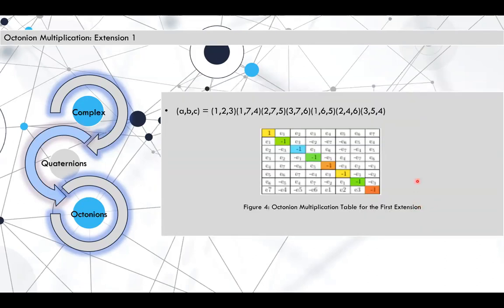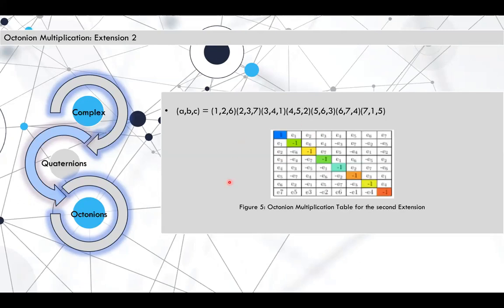Now we show octonionic multiplication. The first extension is the least intuitive extension, but it does directly describe it. So Q1 is defined as E1, Q2 is defined as E2, and Q3 is defined as E3. So in this little multiplication table right here, the first four columns and first four rows are actually the quaternion multiplication table.